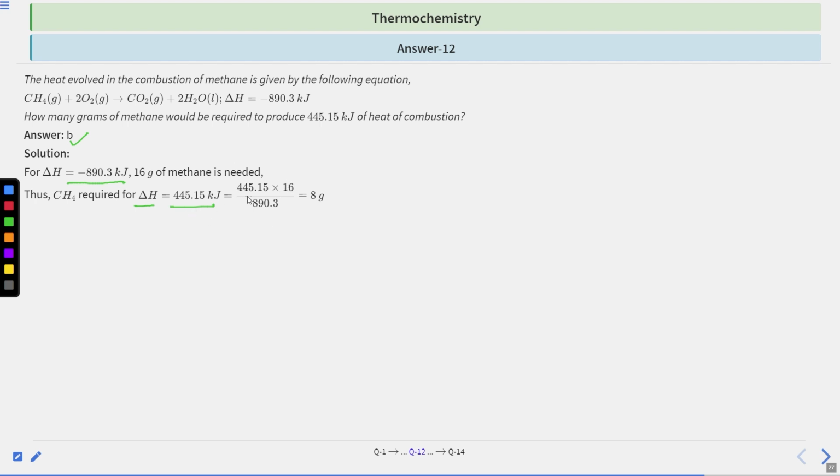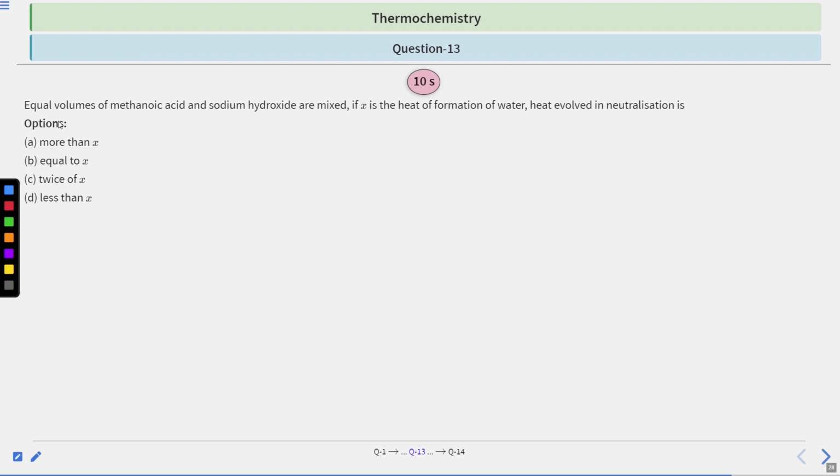That will be 445.15 multiplied by 16 divided by 890.3, and it is coming out as 8 gram. So we need 8 gram of methane to produce 445.15 kilojoule of heat of combustion, right? So option B, that is 8 gram, is the correct answer.